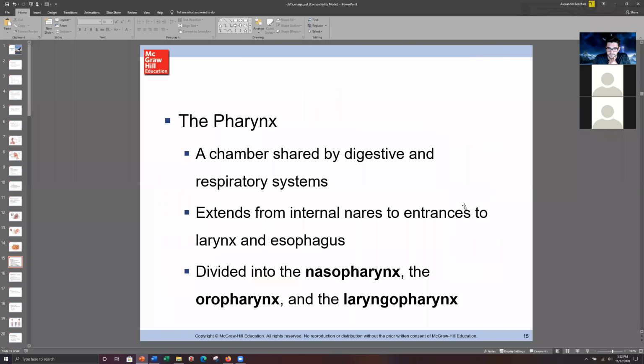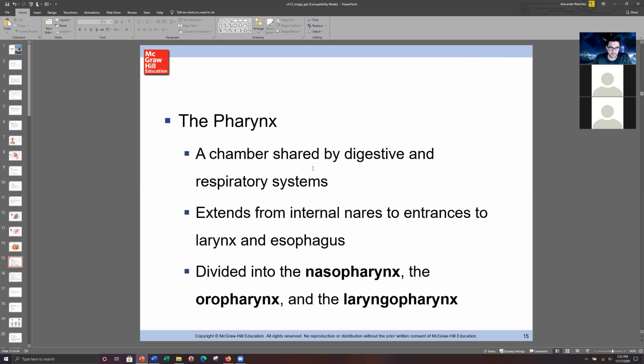All right. So the pharynx. The pharynx is a chamber shared by digestive and respiratory systems, which extends from internal nares to entrances to the larynx and the esophagus. And again, we can divide the pharynx into three different parts: the nasopharynx, oropharynx, and laryngopharynx, right?